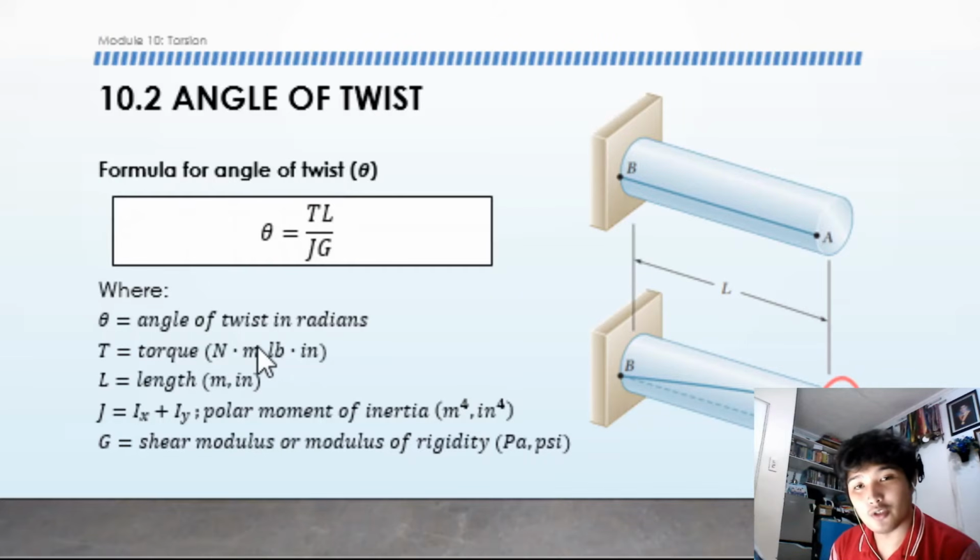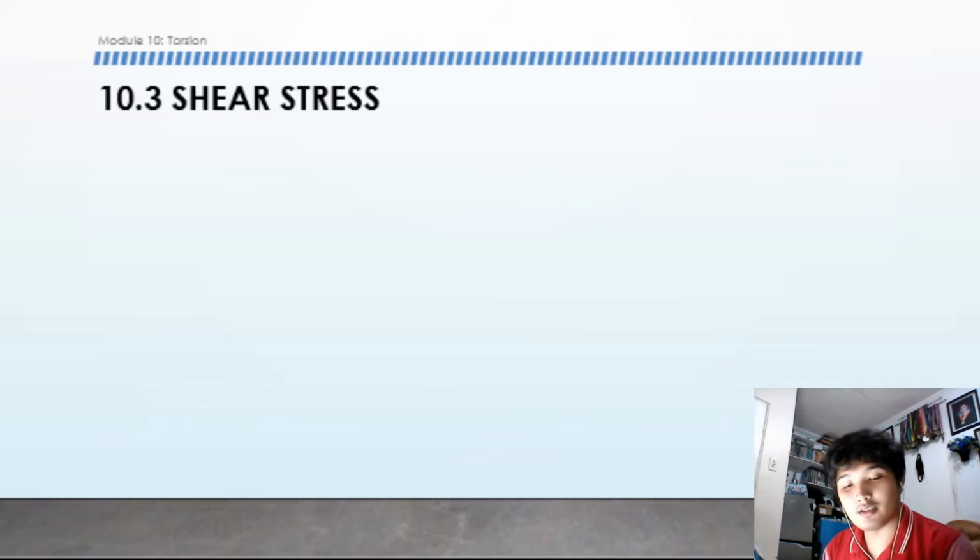Okay, so yung torque ko Newton mm, yung length ko naka millimeters, polar moment of inertia naka mm raised to 4, and then yung shear modulus naka megapascal. Okay, so pakitandaan na lang po itong formula. So next, doon naman tayo class sa stress na nare-receive ng material.